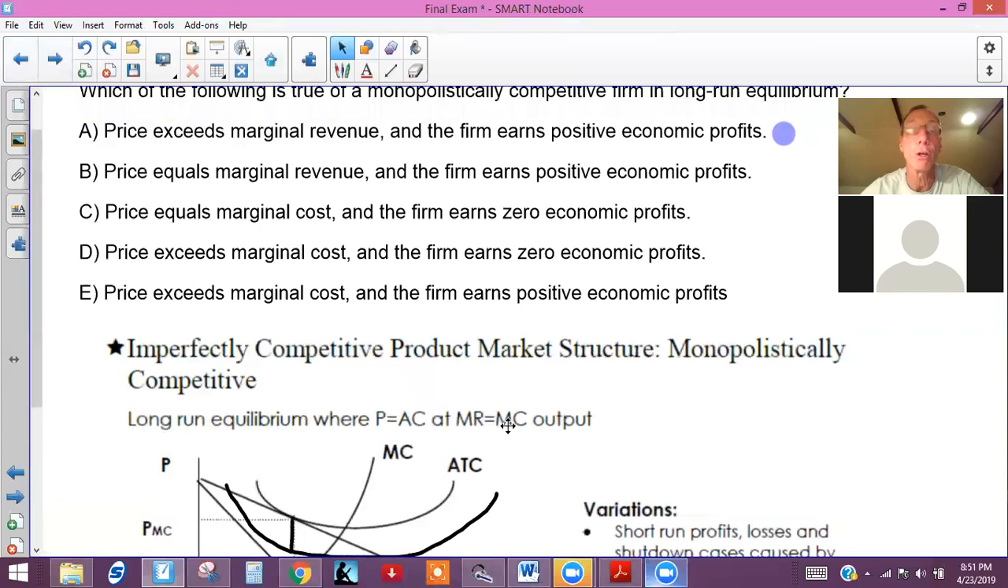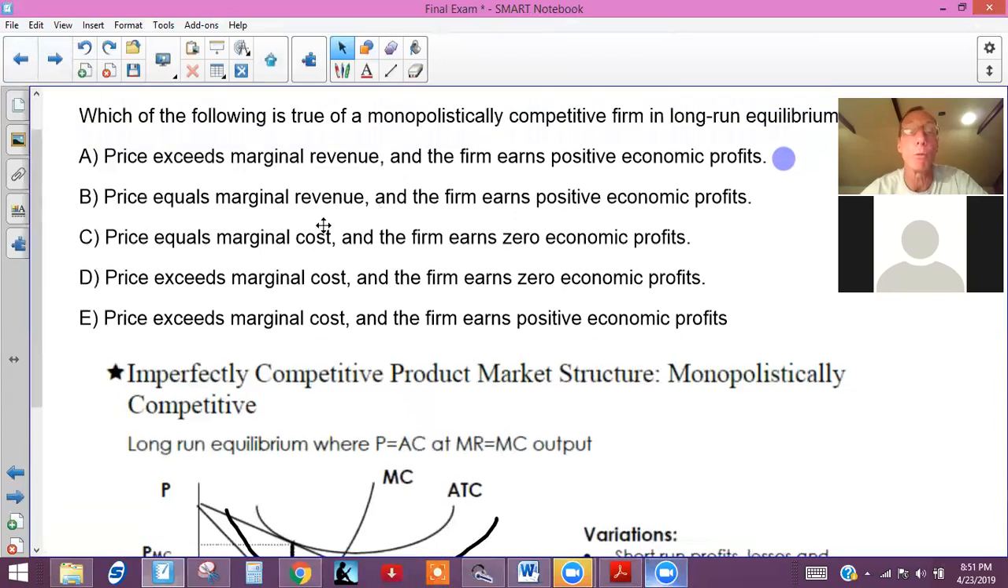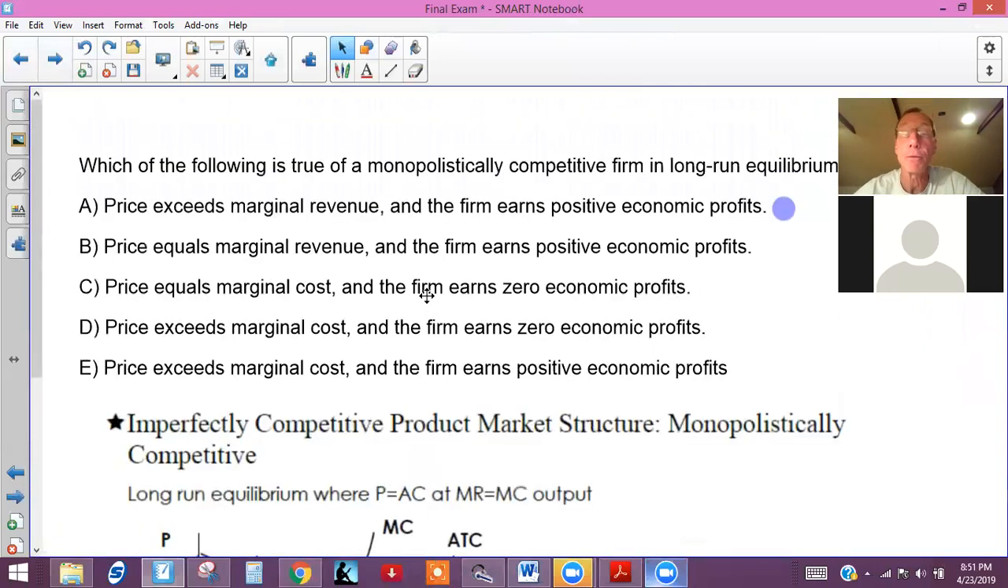and this helps you review. Say, well, where does it? Well, it's going to equal marginal revenue for a perfect competitor. And if the question had asked you about a perfectly competitive firm in long run equilibrium, C would be true. They would be earning zero economic profit, and price would equal marginal revenue.